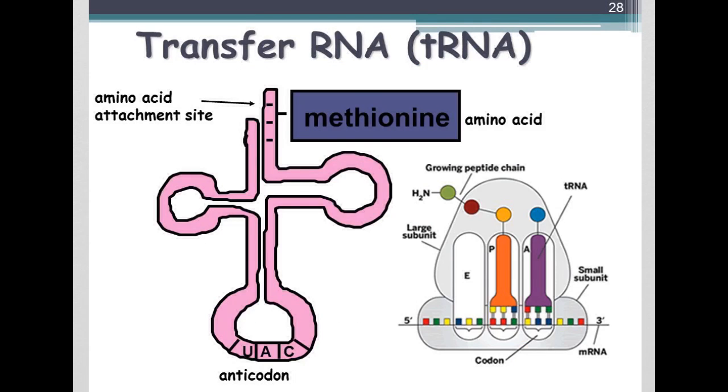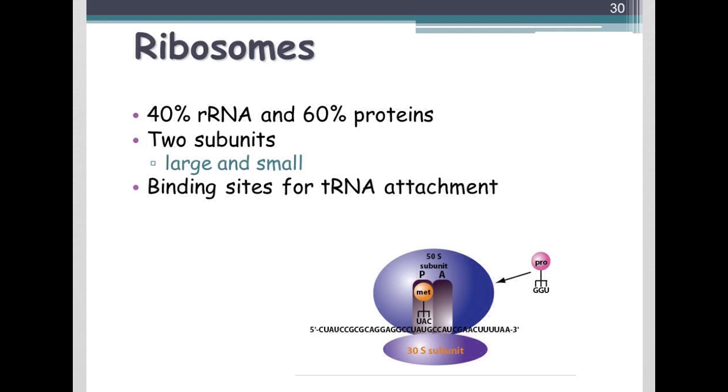So here's a larger picture of that. It has the amino acid attachment site as well as the anticodon. Here's another picture of tRNAs in a ribosome showing you the anticodon down here matching up with codons, as well as an amino acid attached at the opposite end.